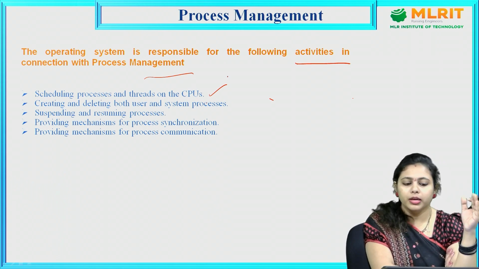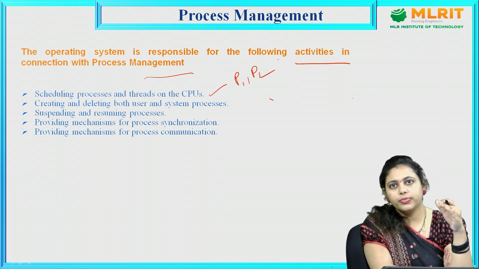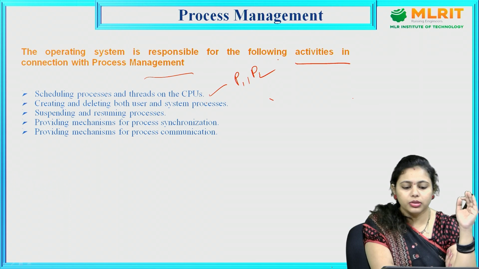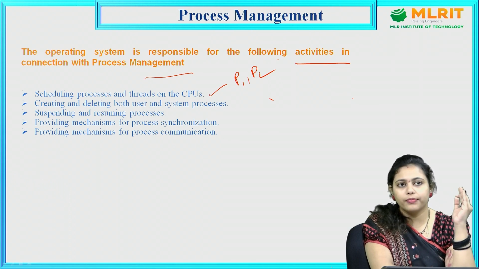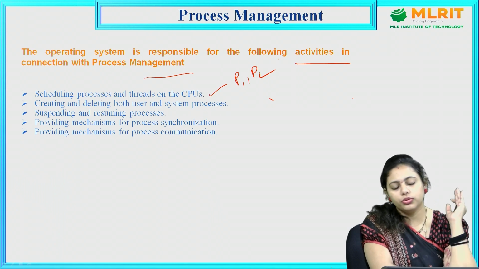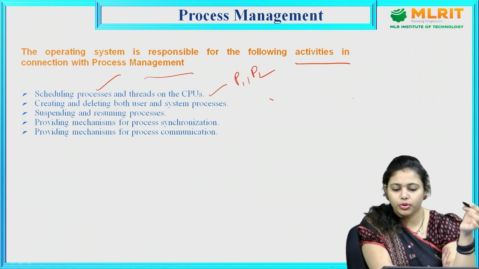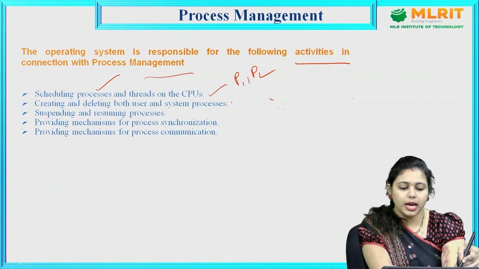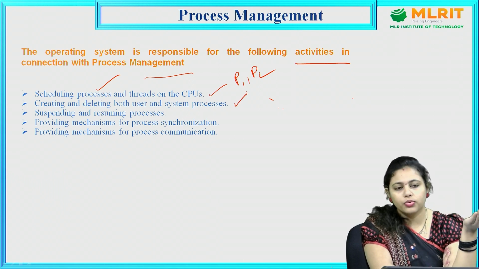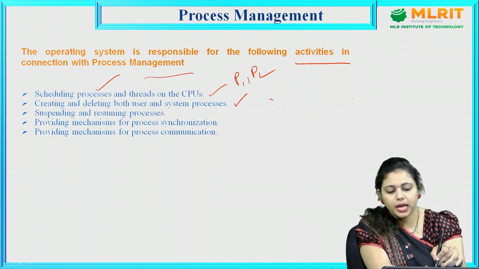In the same way, I have P1 and P2, and for each one I have given a resource. That particular process should work in that particular time, for example from 9:45 to 10:45. That process should utilize that particular resource. So it will be scheduling the process. Next, creating and deleting both user and system processes. Here we are going to create a process and delete a process. Next, suspend and resume the process.